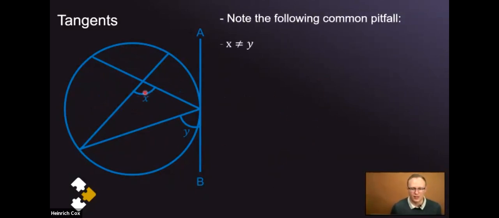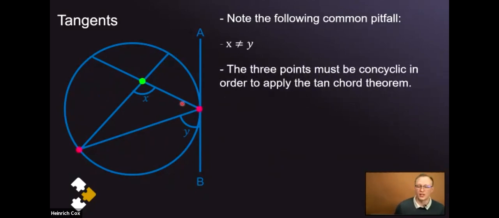claim that this X here is going to be equal to this Y here. And the reason they'll use is the tan chord theorem, right? Now, yes, it does look like this chord here is subtending that angle there, X. But again, that X needs to be an angle at the circumference, right? So all three of these points need to be on the circumference of the circle in order for the tan chord theorem to apply. So if your triangle only has 2 points on the circumference of the circle, no tan chord theorem for you. Okay.